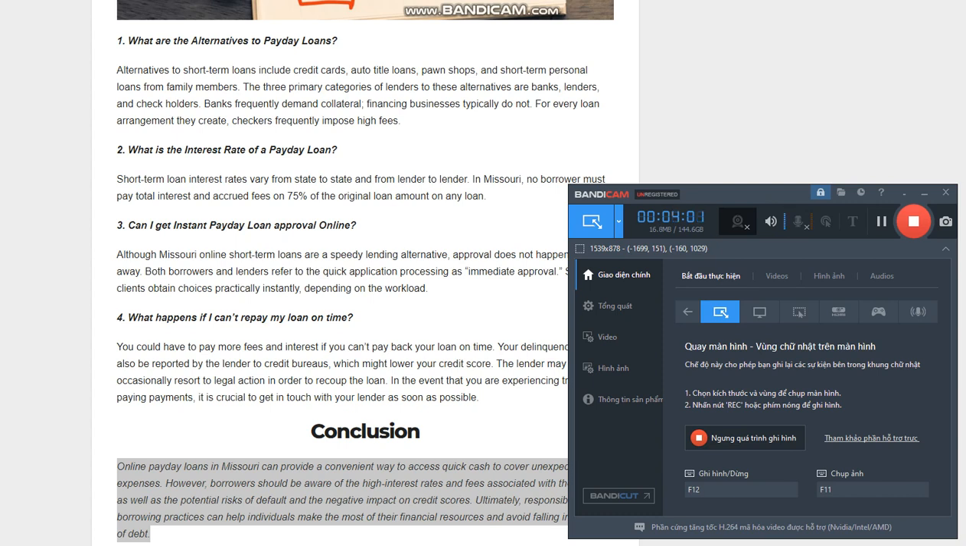2. What is the interest rate of a payday loan? Short-term loan interest rates vary from state to state and from lender to lender. In Missouri, no borrower must pay total interest and accrued fees on 75% of the original loan amount on any loan. 3. Can I get instant payday loan approval online? Although Missouri online short-term loans are a speedy lending alternative, approval does not happen right away. Both borrowers and lenders refer to the quick application processing as immediate approval. Some clients obtain decisions practically instantly, depending on the workload.